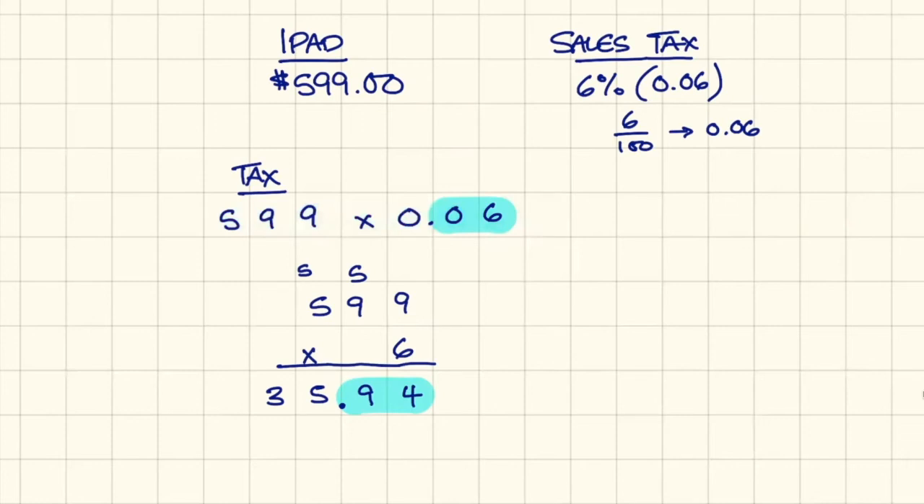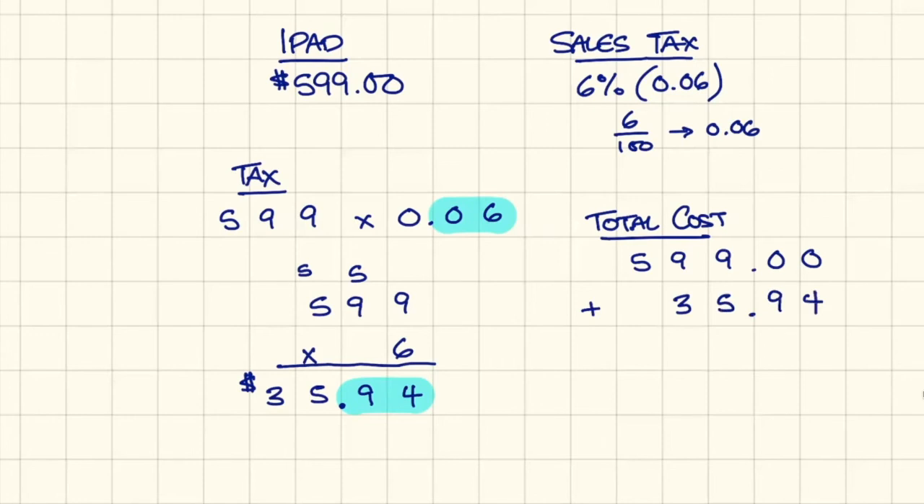Now what we learned from this is that the tax on the iPad is $35.94. Well, that's not all of it. I wish I could go over there and only pay $34.94, but Apple wants its money as well. So now in calculating the total cost, I'm going to add those two numbers together. So now $599 plus $35.94. I add those together and get 9, bring my decimal down.